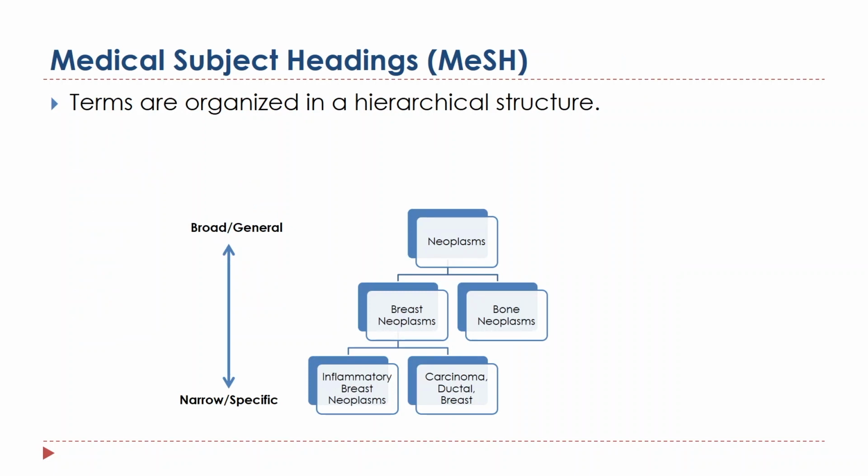So medical subject headings, or MeSH, are organized in a hierarchical structure. They start with terms that are more broad or general, and then there are more narrow specific terms within that. So for example, under neoplasms, which is another word for cancer, we have breast neoplasms or bone neoplasms, which are two different kinds of cancers. And then within breast neoplasms, there are inflammatory breast neoplasms or ductal breast neoplasms, which are different kinds of breast cancer. So the way that these subject headings are organized is kind of like a taxonomy or a sort of family tree.